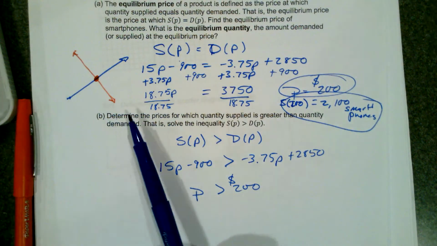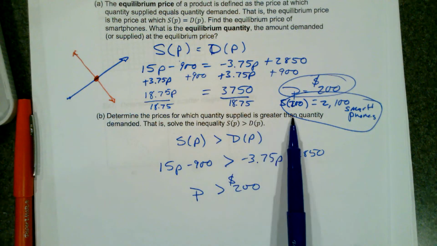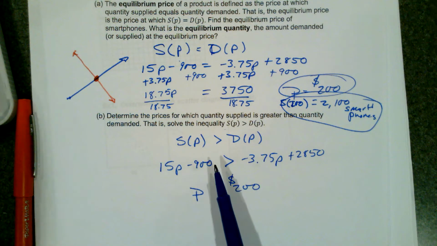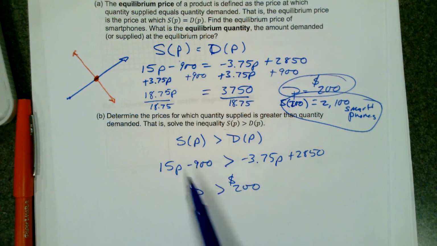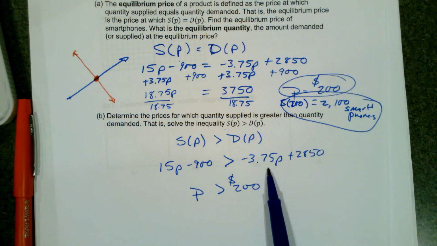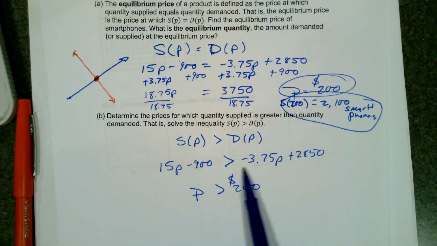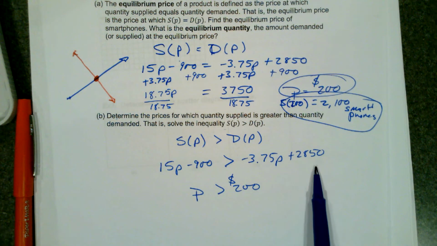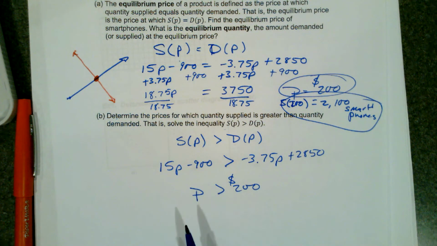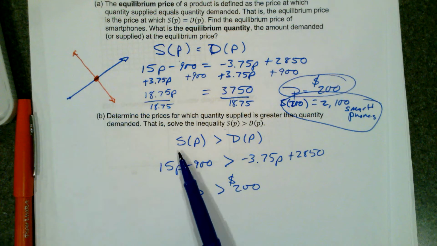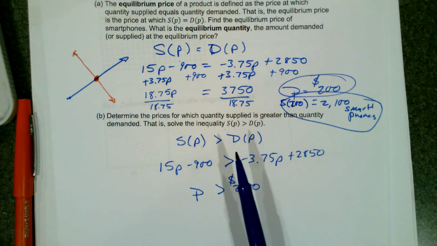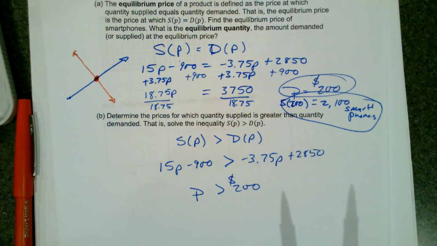The last question they ask us is to determine the prices for which the quantity supplied is greater than the quantity demanded. That is, solve for this inequality: S of P is greater than D of P. So basically do what we did in part A. You just take each one, set it so that S of P is greater than D of P, or in our case, 15P minus 900 is greater than negative 3.75P plus 2850, and go ahead and solve. We solved that up here, so I'm not going to redo it. Just get P is greater than 200. So if we want our supply to be greater, then we're going to charge more than $200. If we want the demand to be greater, then our price would be less than $200.